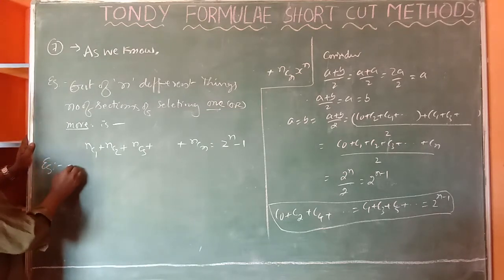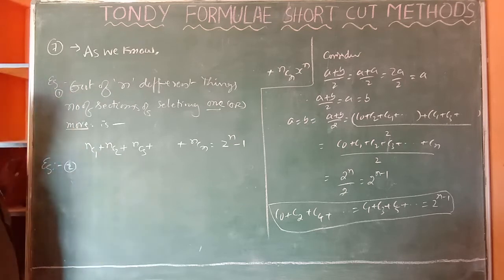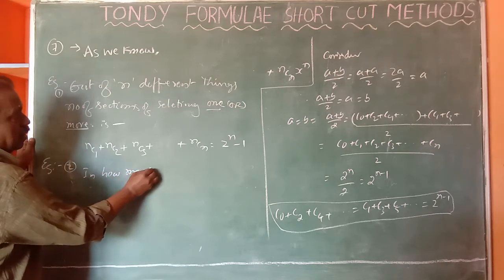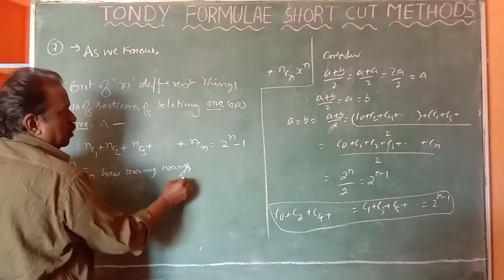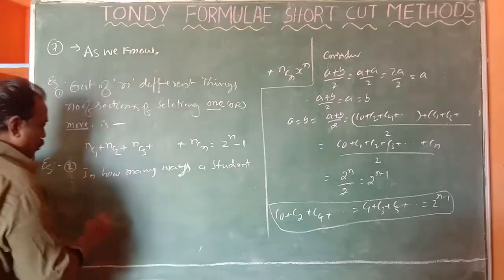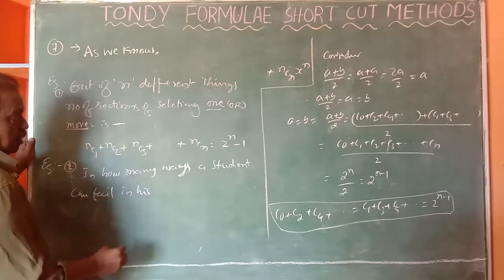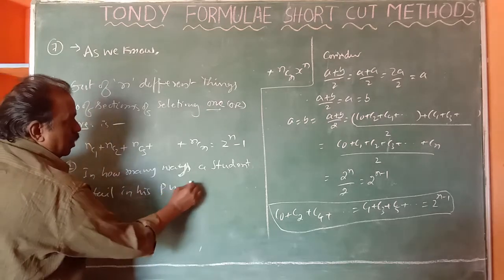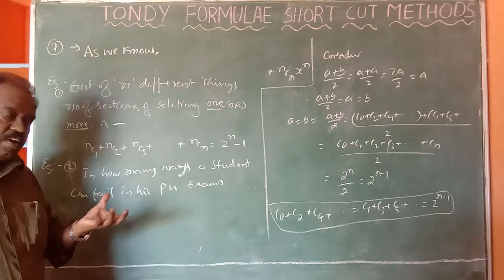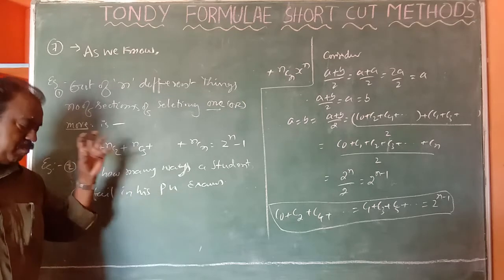One more example I want to solve. Example: in how many ways a student can fail in his PU exam? Just I am taking an example. Please try to understand. In how many ways a student can fail his PU exam?